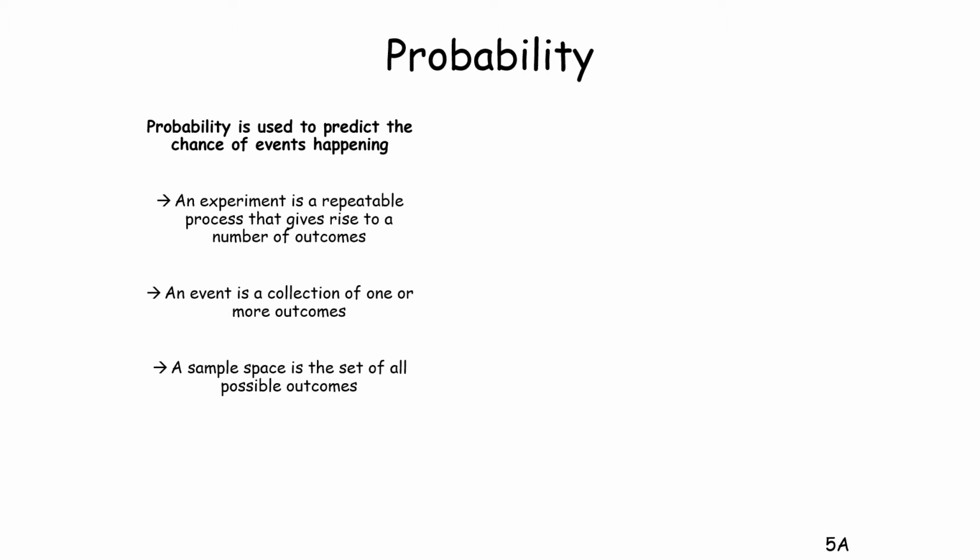An experiment is a process where you keep repeating until you get certain outcomes, and we call that experimental probability. An event is a collection of one or more outcomes, and a sample space is a set of all possible outcomes. Sometimes you're asked to elaborate on each of this jargon, so it's worth reading through this.